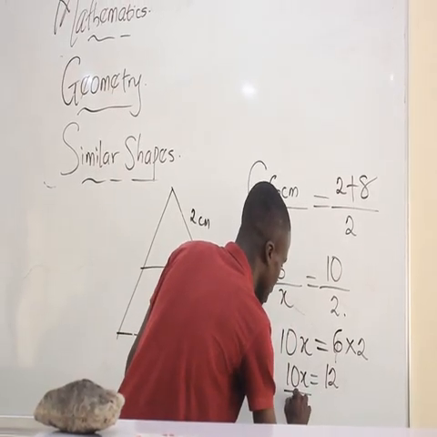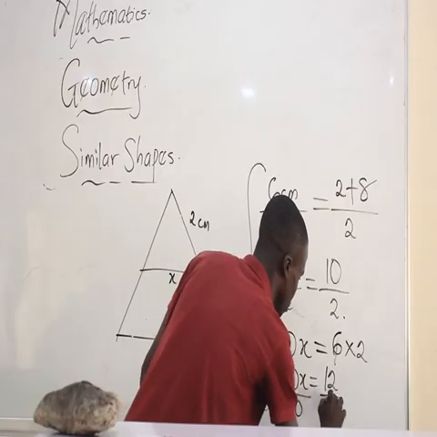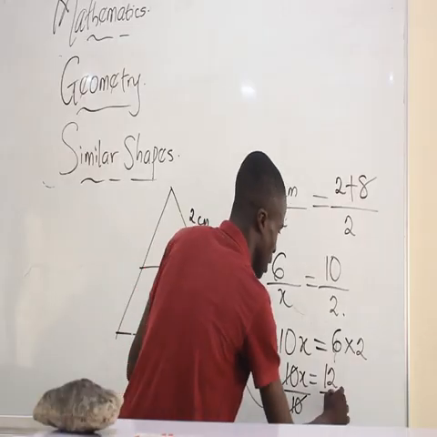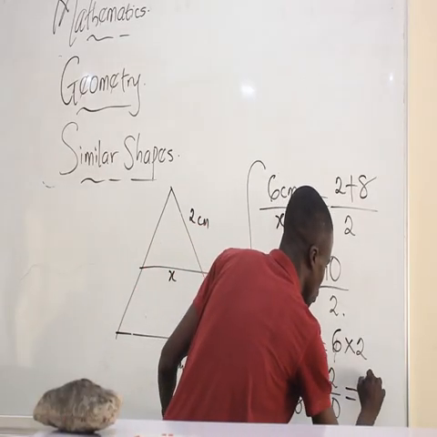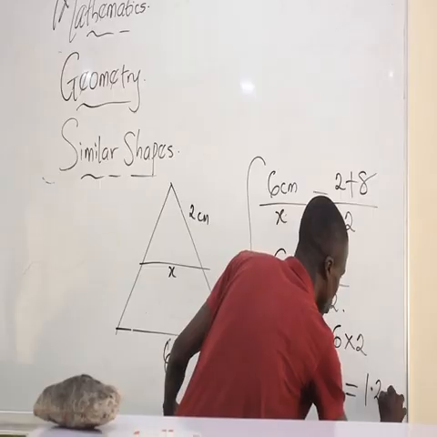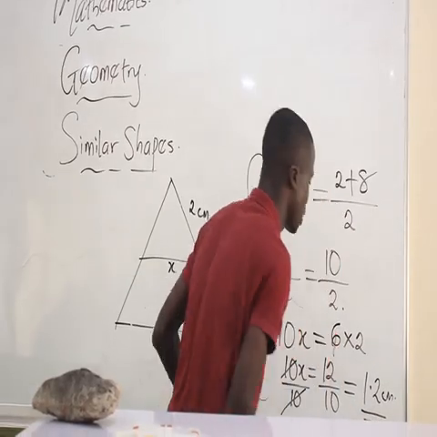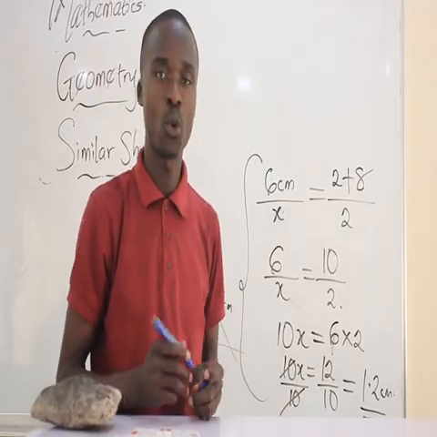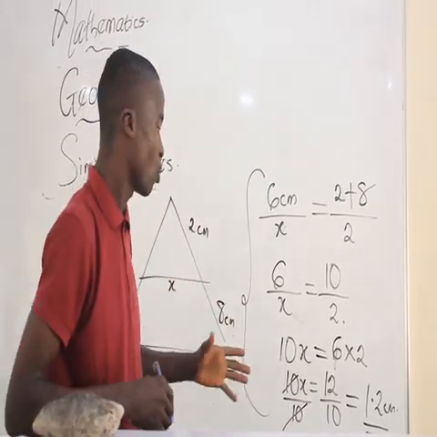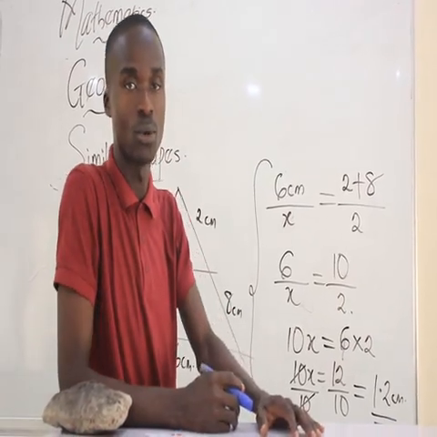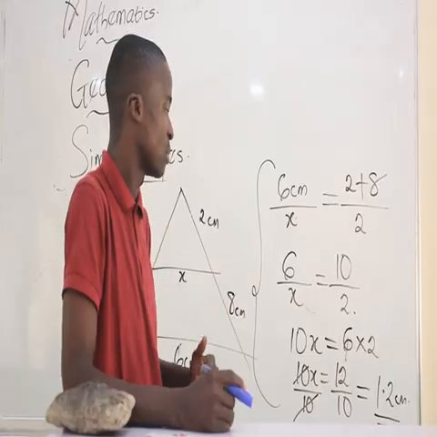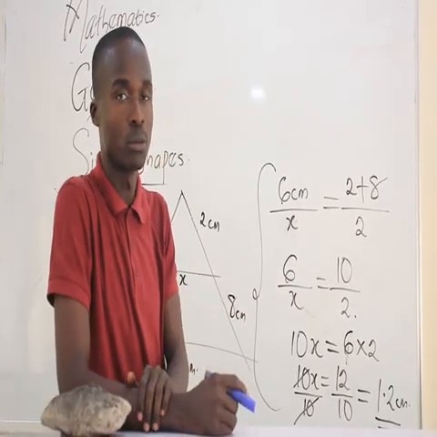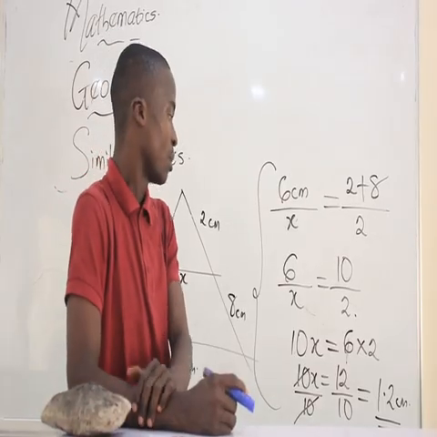Now you divide both sides by 10 to obtain your x. Your final answer for x will be 1.2 centimeters. Why? Because 12 divided by 10 will give you 1.2. I hope that you understand to a level. You can try other examples using the same method to see if you would obtain the same results.